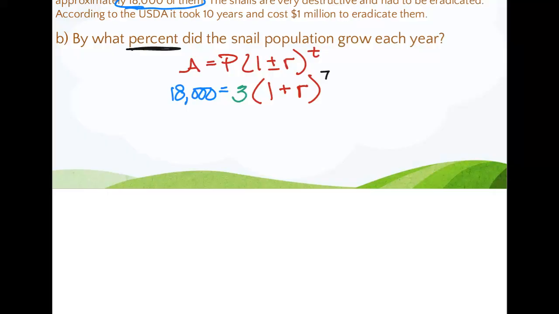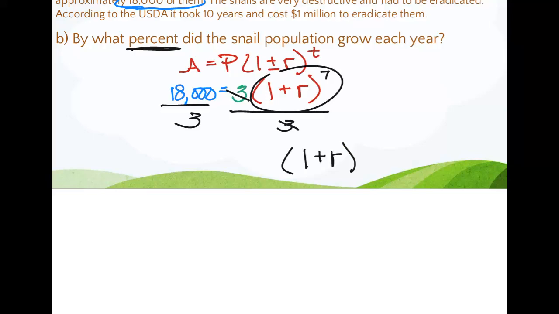Divide 3 to both sides. Excellent. Yes, you would divide by 3. It's almost like if I have 3 times some big number there, you would divide by 3. So let's divide both sides by 3. 6,000. So the 3's simplify out. We get 1 plus R to the 7th power is equal to 6,000.